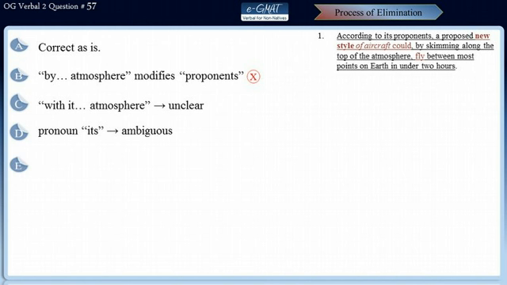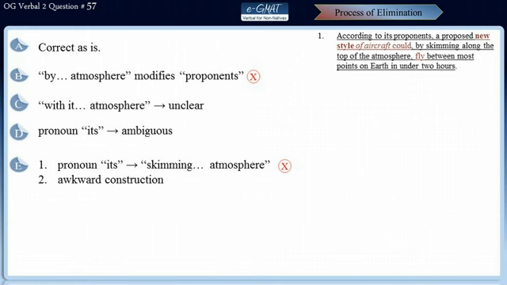Well, let's take a look at choice E. Choice E is also not correct because its in the opening phrase, according to its proponents, seems to refer to skimming along the atmosphere. It now makes it appear that the proponents proposed skimming and not the new style of aircraft. So this makes this choice incorrect. Also, this choice is written in a little awkward manner.